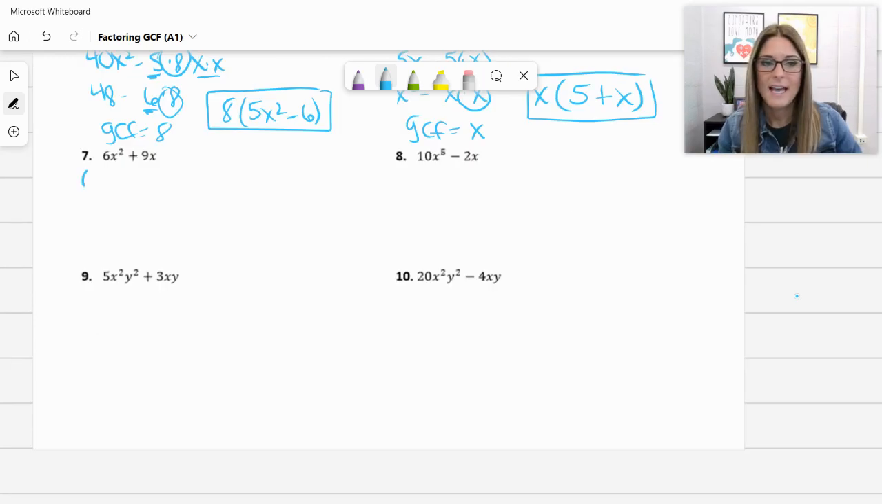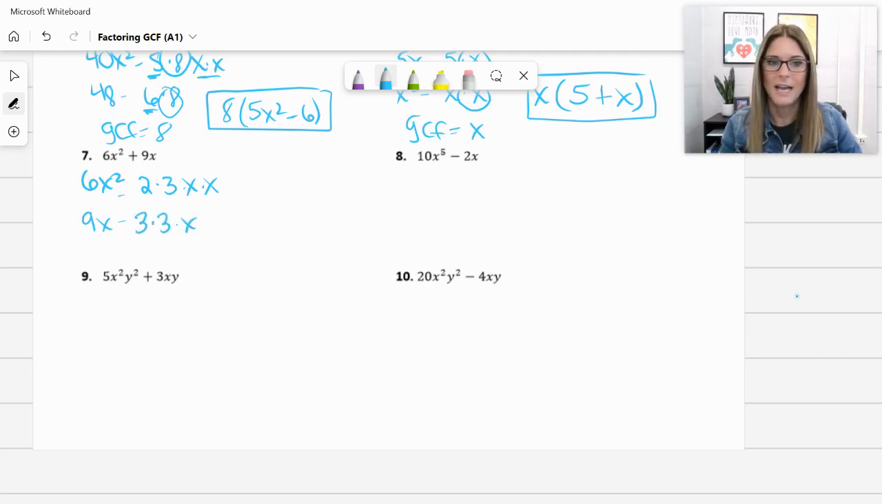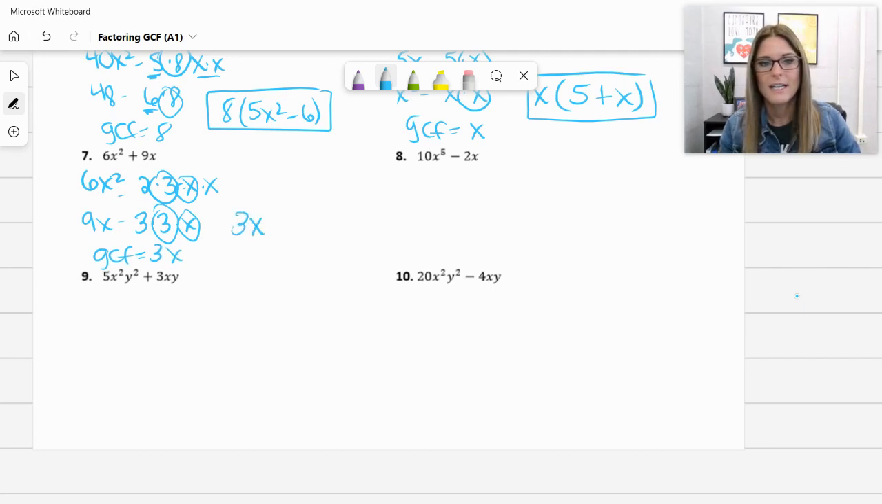Number 7, 6x squared plus 9x. Going to list those out. All right, so 6 and 9 would have a GCF of a 3, right? 2 times 3. And let me show in this first term we have x times x. 9x, we could show 3 times 3 times x. And they have a 3 in common. They also have an x in common. Our GCF is 3x. So 3x times first term.